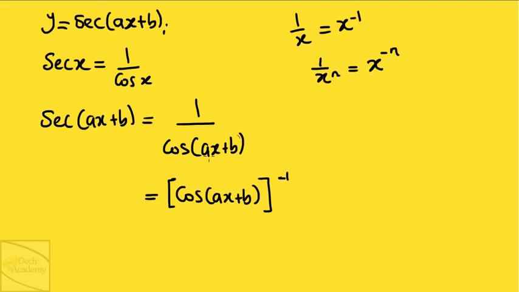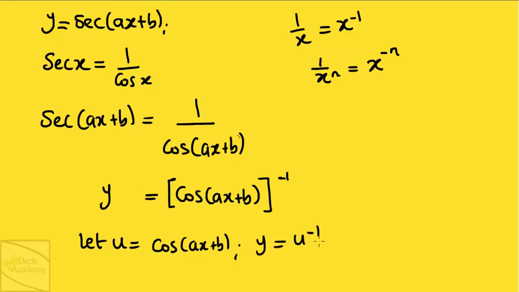So in that case, y is this. And if I say let u be equal to cos(ax plus b), I'm using the composite function approach because this looks really messy, and I'm going to break this down into two simpler functions to make the differentiation easier. If u is the cosine of ax plus b, then y is equal to u to the power of minus 1. This is simple. We can easily differentiate these two functions.